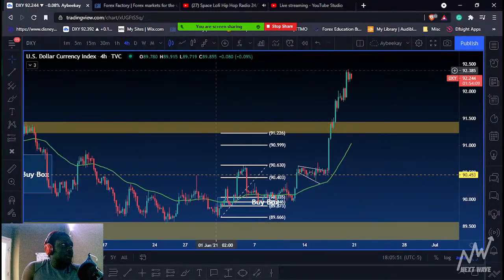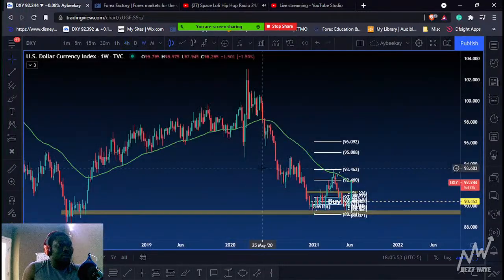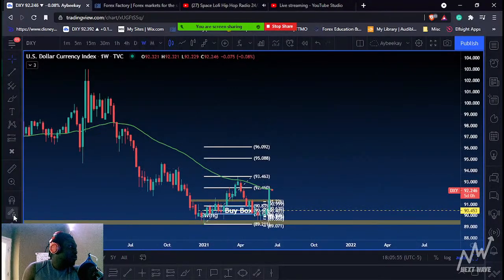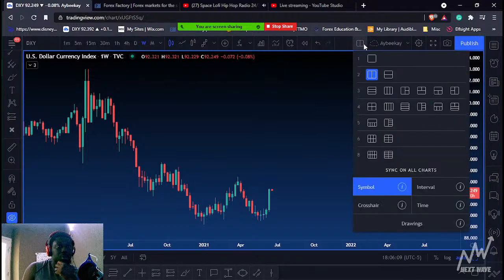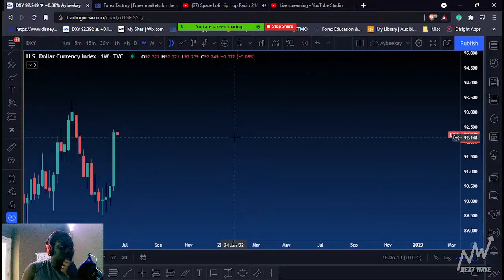One more minute. Start on the weekly time frame first of all. And then take that off. Let me actually make sure the symbol is right. Okay, cool.